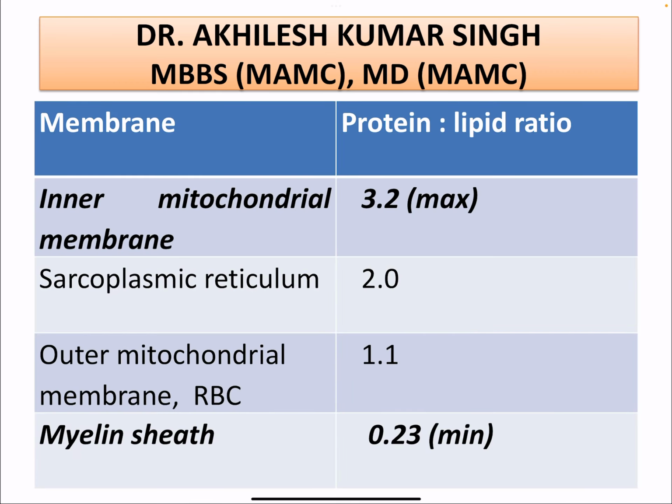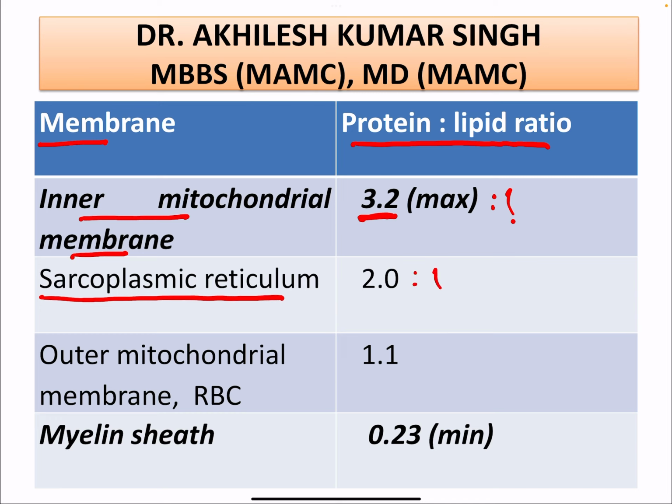So let us look at the table. Membrane and the protein to lipid ratio. In the inner mitochondrial membrane, the protein to lipid ratio is 3.2:1. Right, here protein is in very high content. So 3.2 times protein as compared to the lipid. In the sarcoplasmic reticulum, this ratio is 2:1. In the outer mitochondrial membrane and the RBC membrane, this ratio is 1.1:1. So these are the three examples of the membranes where they have the high protein content.